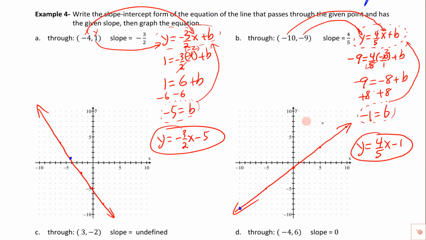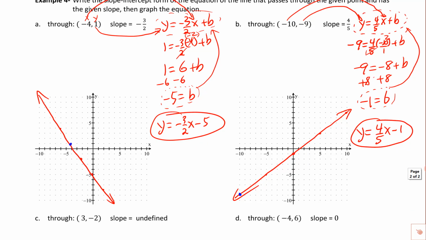These two problems are very typical of the type of things that you're going to see on the assignments and on the tests that we take at the end of the unit. So make sure you can do those really well.